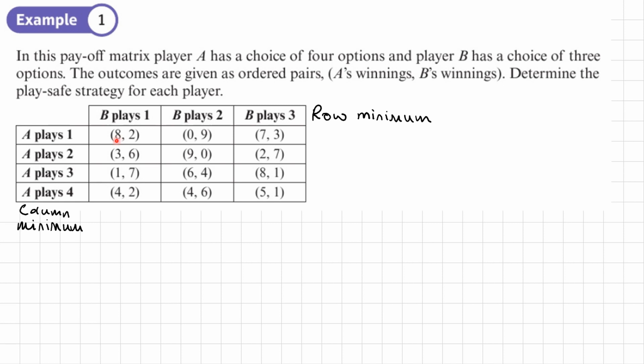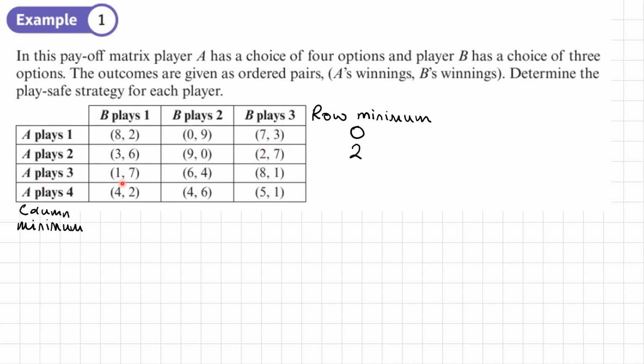Right, so let's start with player A. They could win 8, 0 or 7 if they play 1. What's the worst that can happen? That they win 0. If they play 2, they could win 3, 9 or 2. What's the worst that can happen? They could only win 2. So remember, they don't know what the other player is playing.